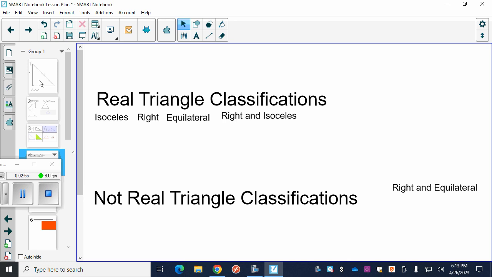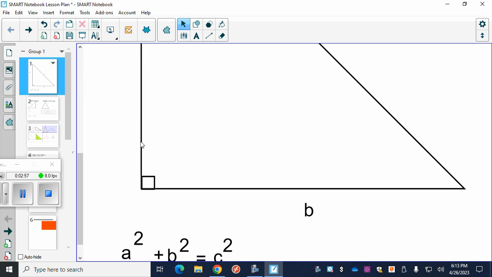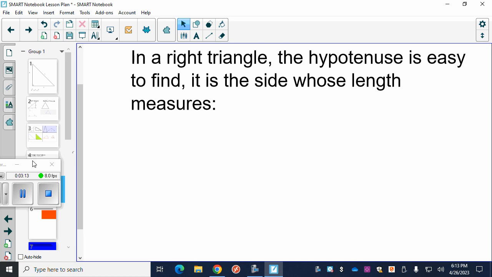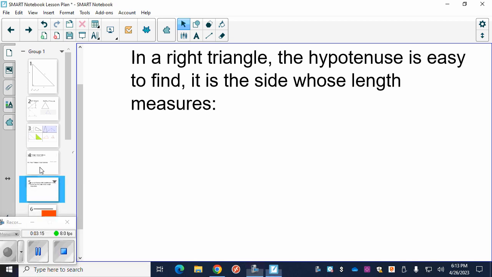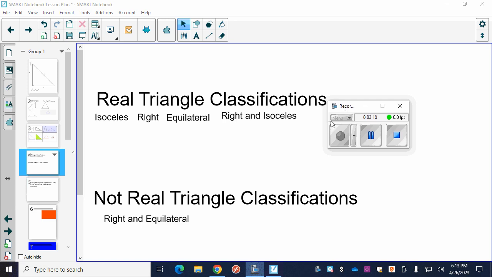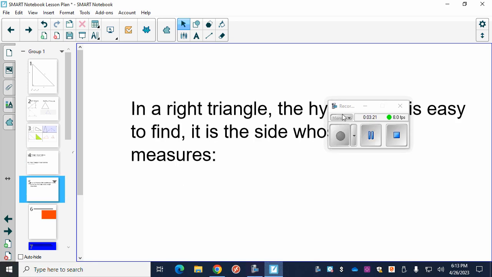Now, right and equilateral. Now, here's the thing: with right triangles, we have a squared plus b squared equals c squared, right? Now, in order for it to be an equilateral triangle, we need all three sides to be congruent. But one side is equal to the sum of the squares of the other two sides. So I'm going to say that we cannot have a right triangle which is also an equilateral triangle, and I'm going to put it in the not real triangle classifications.